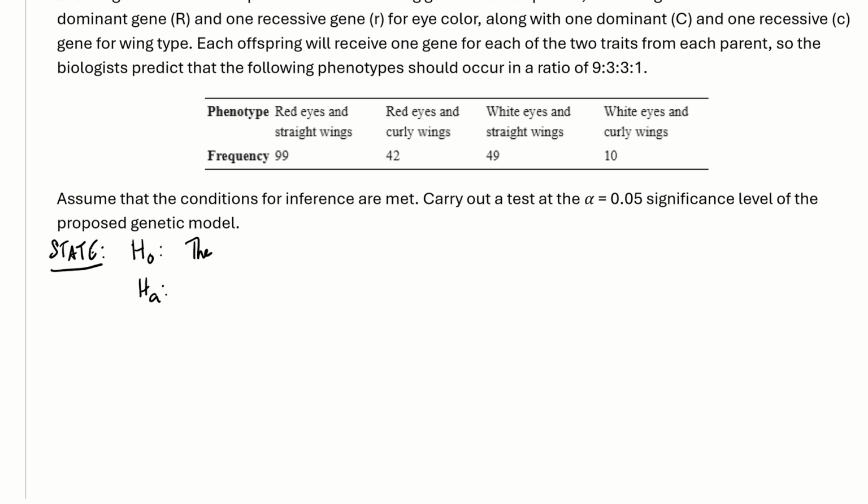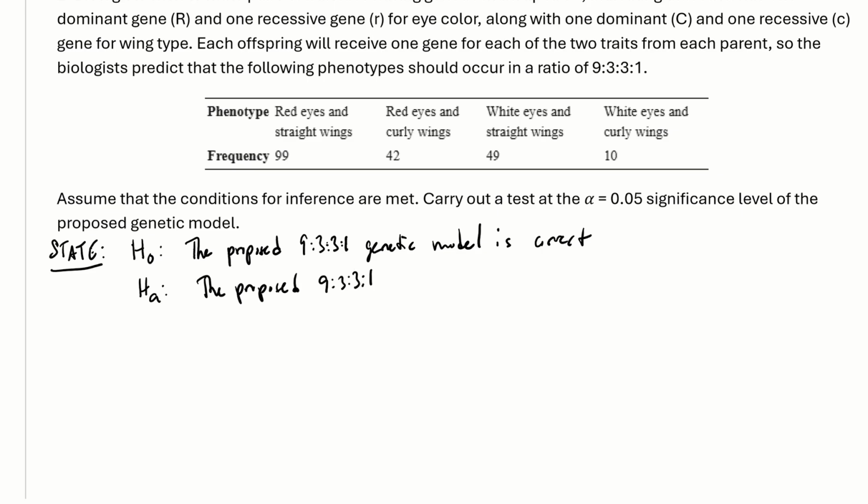Okay, so we're going to say the proposed 9-3-3-1 genetic model is correct. And then we're going to say that it's not correct on the flip side, right? And then we're going to propose alpha is 0.05 because they mentioned that.